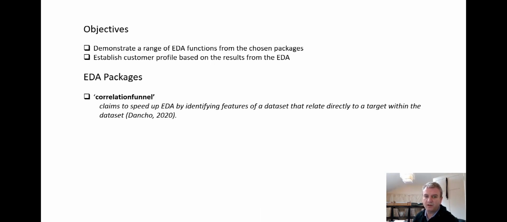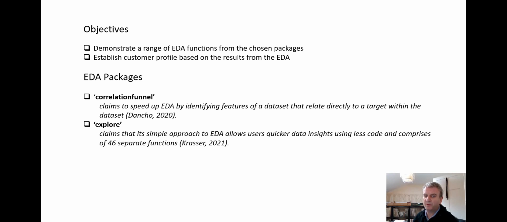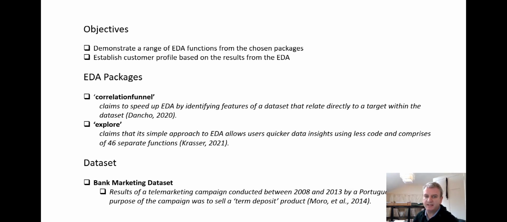Packages we're using today are Correlation Funnel. This is essentially a one function package, but it is actually very powerful. And Explore, which is completely different, actually has 46 separate functions, which we'll only be using a smattering of here today. The data set we're using is the Bank Marketing Dataset.